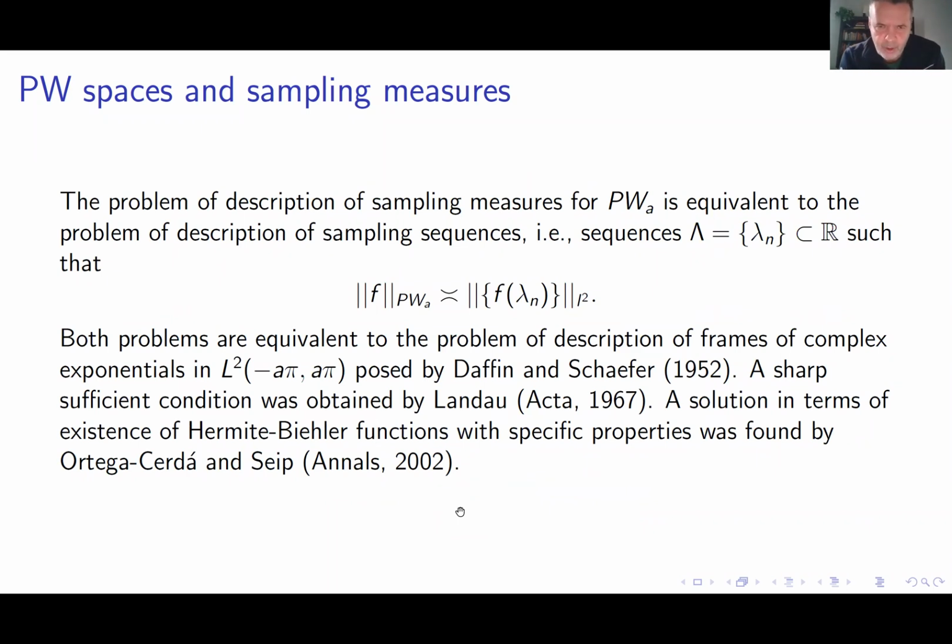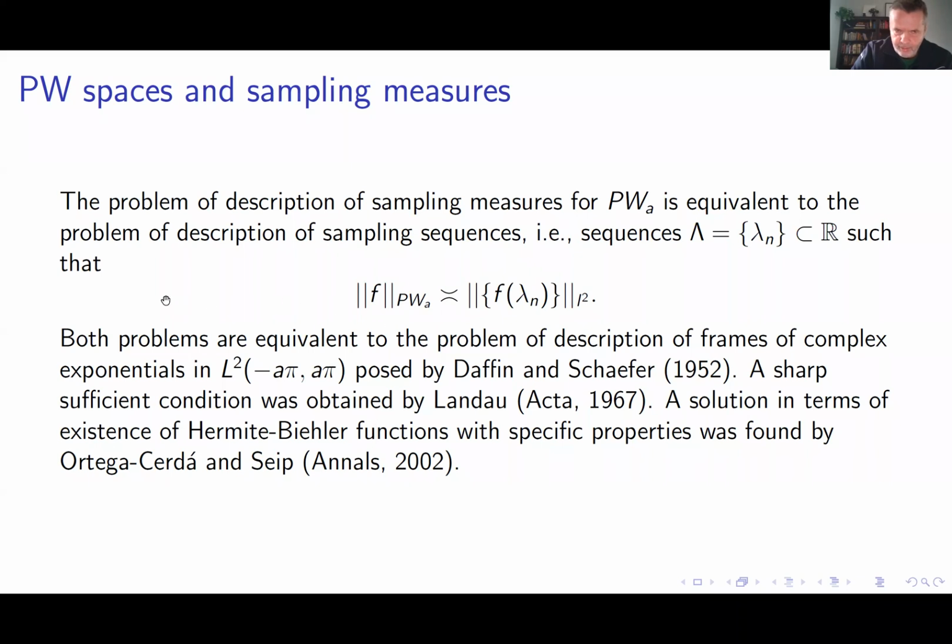It's equivalent to describing sampling sequences for Paley-Wiener spaces, and a sampling sequence is a sequence of points on the real line such that the little L2 norm of the values of a function at those points is equivalent to the Paley-Wiener norm of that function for every function from the Paley-Wiener space.